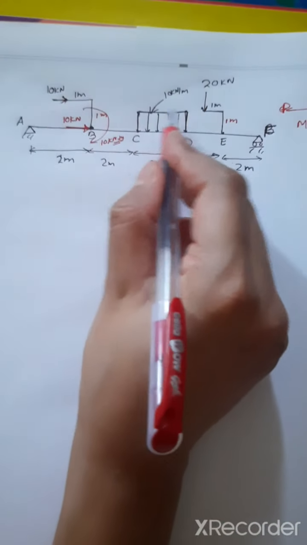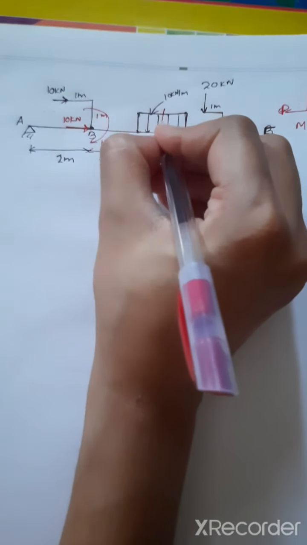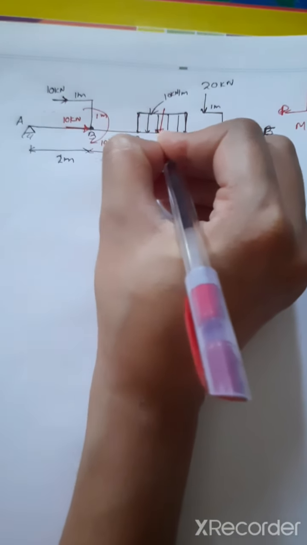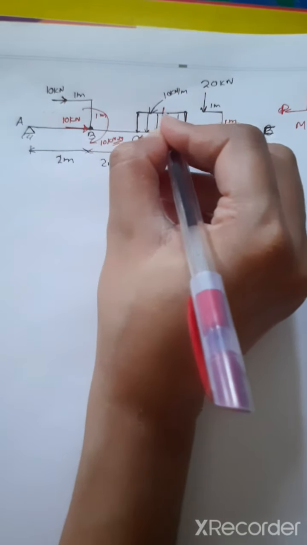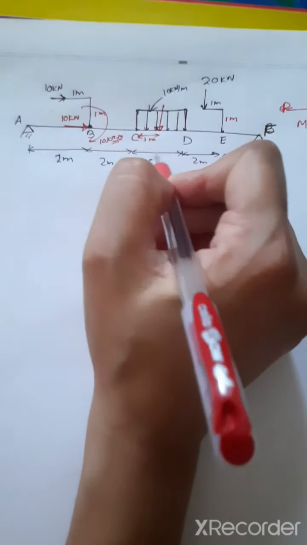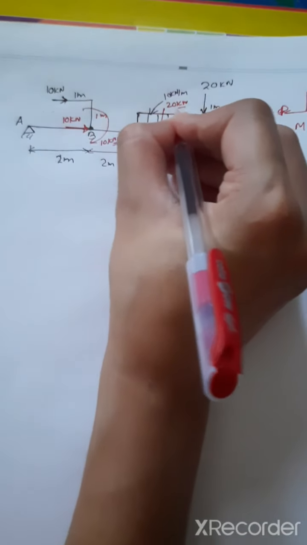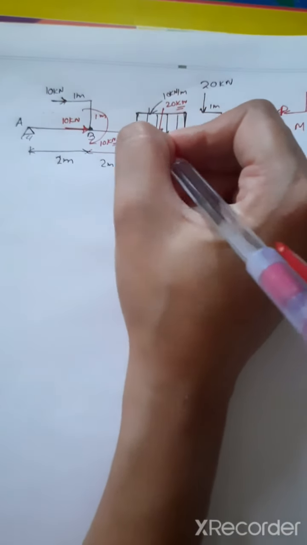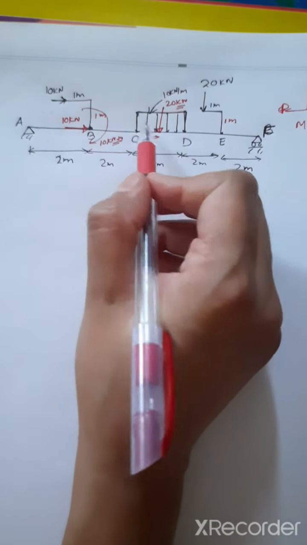Now we'll come to this UDL. Now we know the UDL will be concentrated at the midpoint of the beam. So midpoint will be 1 meter. The amount will be W into L, 10 into L. L is 2. So 20 kilonewton load will be acting concentrated at the midpoint of this beam. Okay, so we have resolved the UDL also.